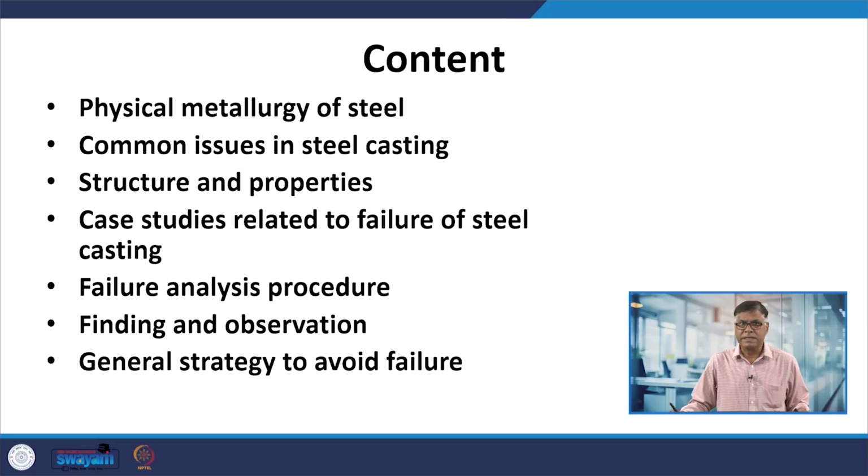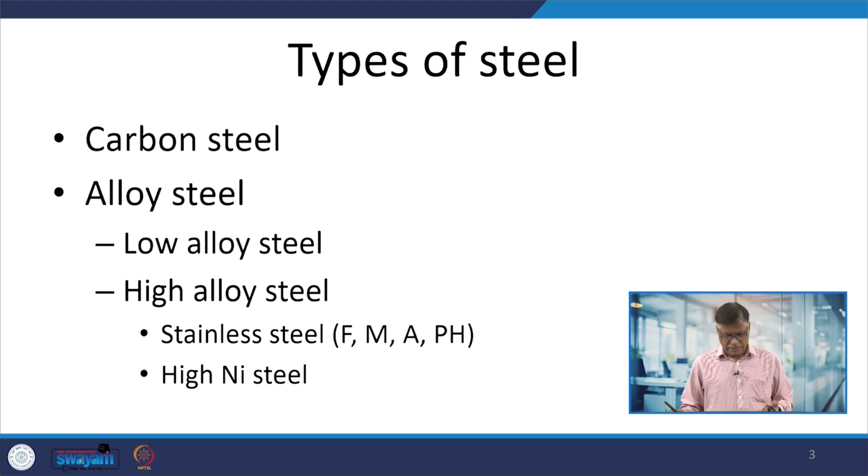So, we will be starting this presentation with the content of the things like the physical metallurgy of the steels, common issues in steel casting, structure and property relationship, and then one case study related with the failure of the high nickel steel casting. And what failure analysis procedure was adopted, the findings and observations, and the general strategy to avoid the failure. So, let us understand a little bit about the steel.